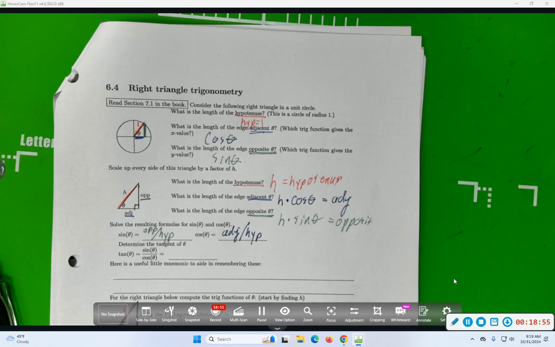But maybe here's a different plan. Tangent is the slope of that orange line. What's the slope of that orange line by looking at that triangle? Opposite over adjacent, right? It'll be rise over run. The rise is opposite, the run is adjacent.